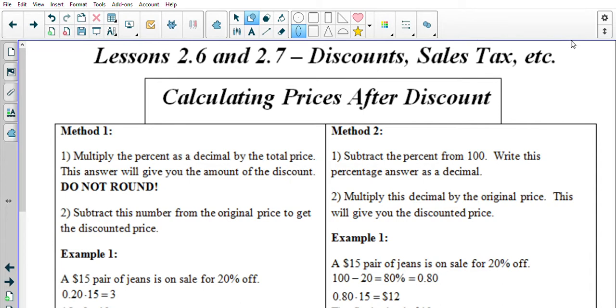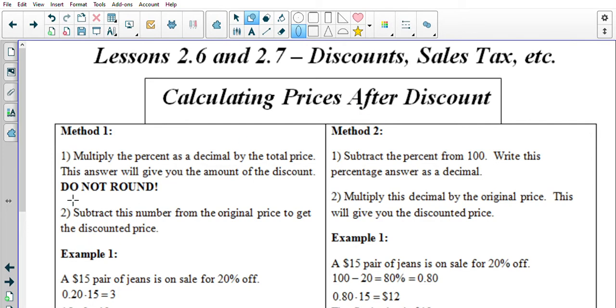Today's video focuses on discount, sales tax, etc. So we'll also talk about tips and gratuities along with both discounts and sales tax. Let's talk first about prices after a discount. So I'm going to show you two different methods for calculating prices after a discount.